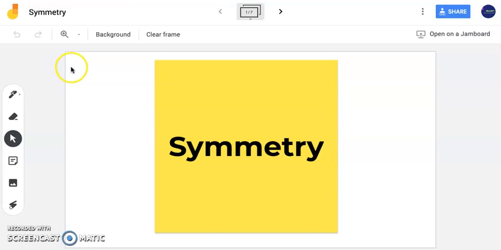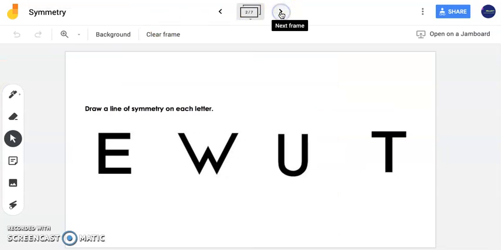Hello, today we're going to focus on symmetry. In the example here, it says draw a line of symmetry on each letter. Now this line of symmetry will help us determine if this letter is symmetrical. When drawing the lines of symmetry, we can draw a horizontal, vertical, or diagonal line to find the line of symmetry. Your goal is to have an equal amount of the object on both sides of this line.